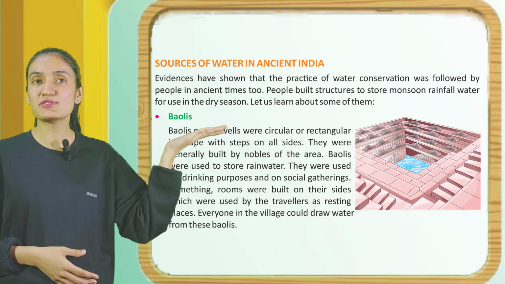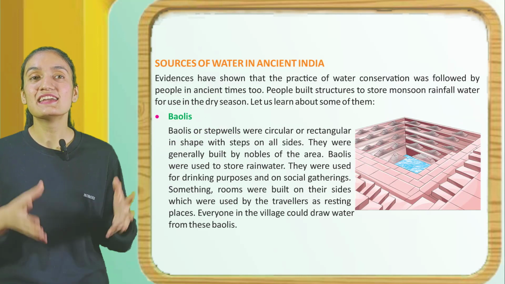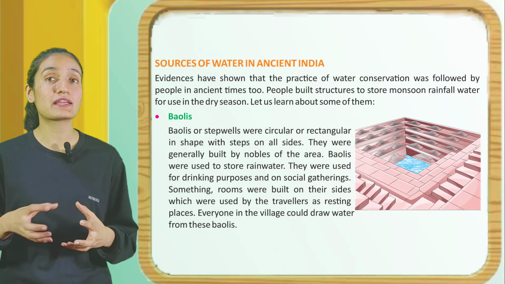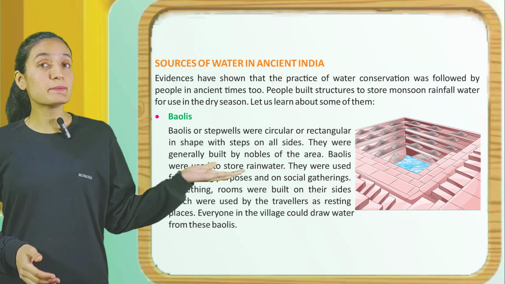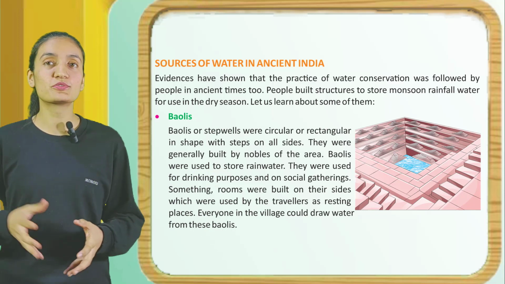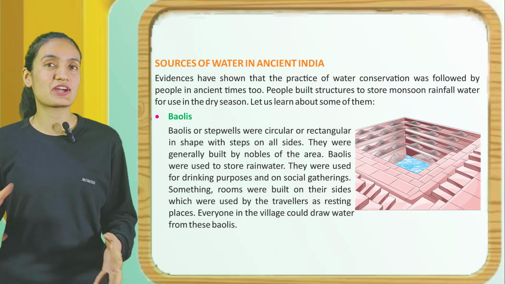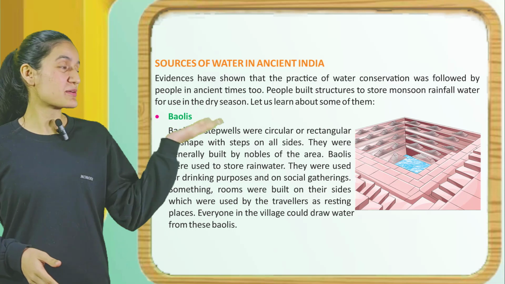Let's see sources of water in ancient India. Evidence has shown that the practice of water conservation was followed by people in ancient times too. People built structures to store monsoon rainfall water for use in the dry season. Let us learn about some of them.